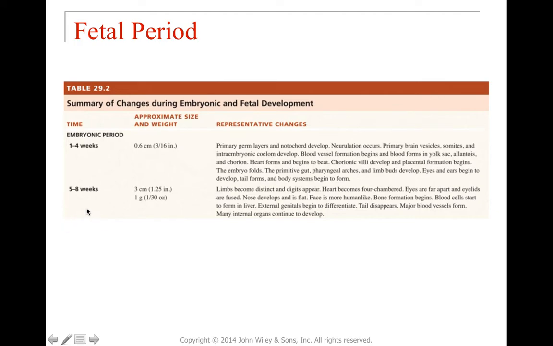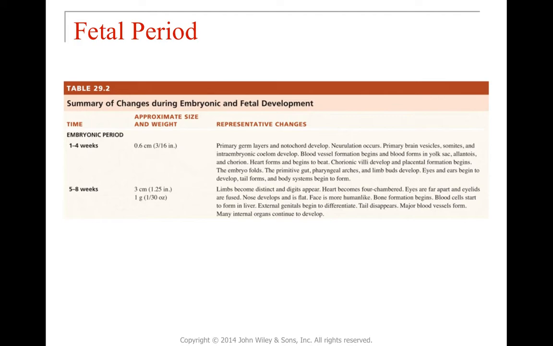From the 5 to 8 week stage, we're just going to basically be getting more specialized. The limbs are going to become very distinct. We're going to see the fingers, a 4-chambered heart now, as opposed to previously we just had those heart folds, and also going to start having the eyelids fusing together, the nose developing. We're going to start having identifiable human-like characteristics, and bones are going to start forming.